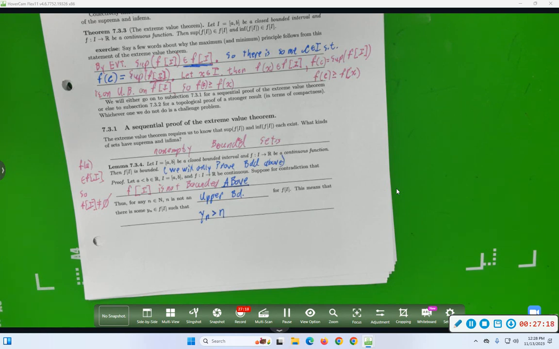And now let's play with this. That's an output of this function. It's something in f of I. Since yn is in f of I, what does that mean? There has to be some input that goes to it. So yn is in f of I, so there must be some xn that goes to it. Cool. This graph isn't part of the proof, but it's maybe helpful to illustrate the proof. So let's use that.